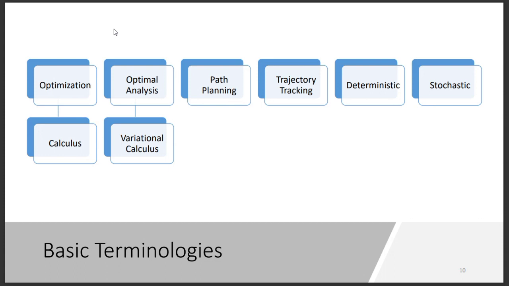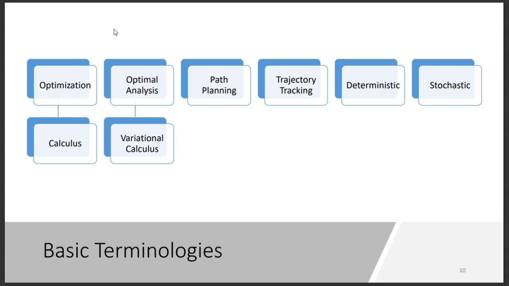What is path? What is plan? Path is the way where you want to go. And planning means deciding by using your optimal sources and making a plan for choosing that path.